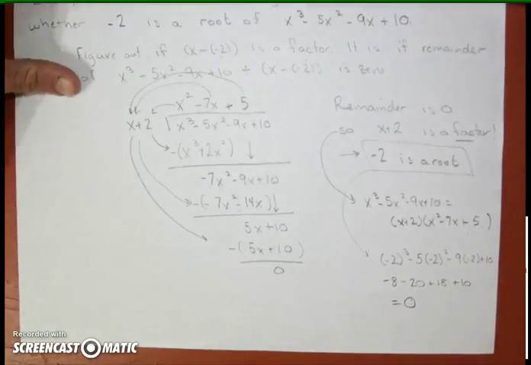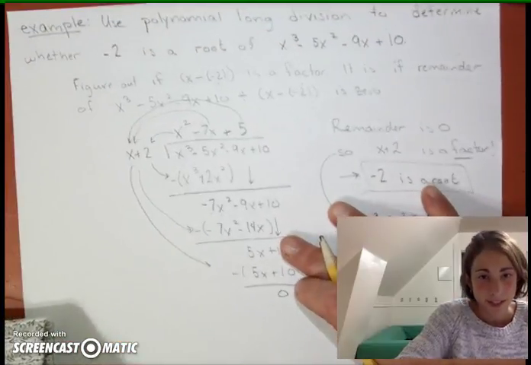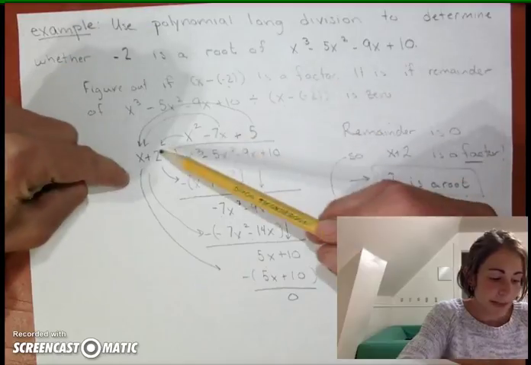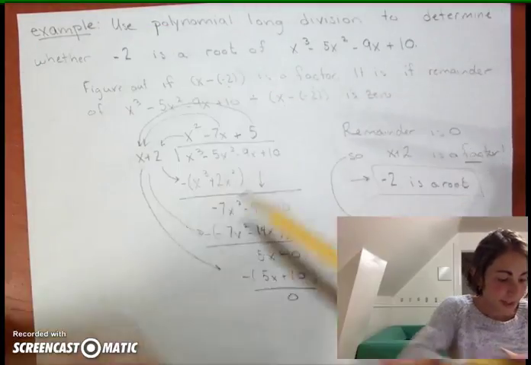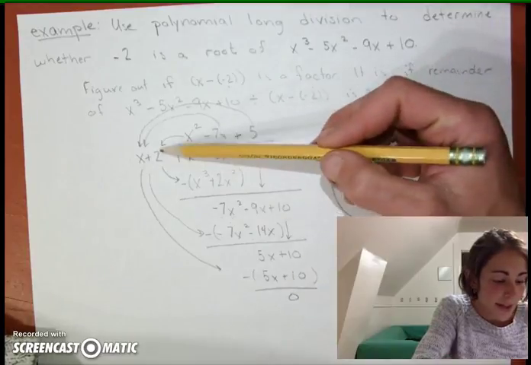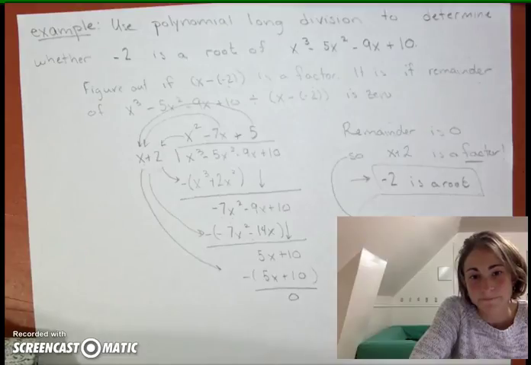So that is how we use all of these things to find zeros. The process is basically to do long division by a linear term, and if you get a remainder of 0, then that constant or the negative of the constant is a root.